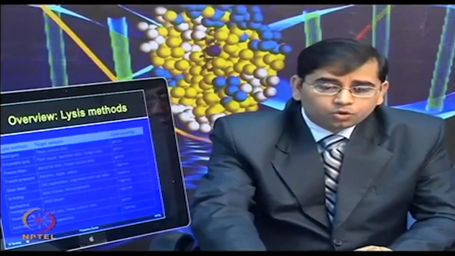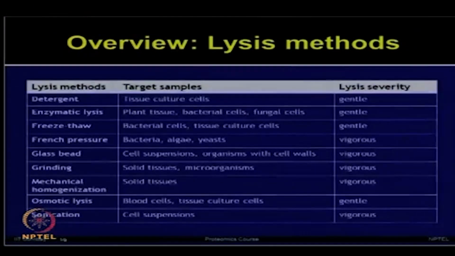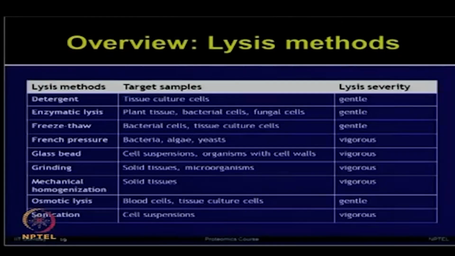So, now I will give you an overview of lysis methods. We have talked about all of these methods briefly. One can use detergents if your target sample is tissue culture cells. This is going to provide a gentle lysis method. Enzymatic lysis can be used for plant tissues, bacterial cells, fungal cells, etc. This is again a gentle lysis method. Freeze thawing can be used for bacterial cells or cultured cells, and this is again a gentle lysis method.